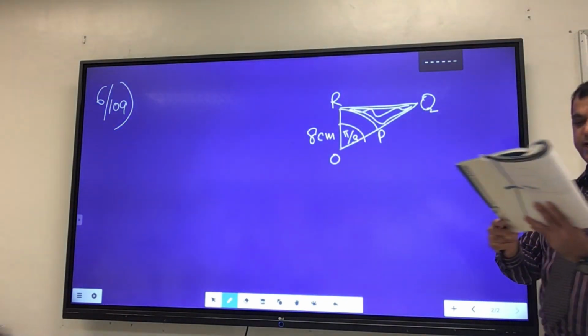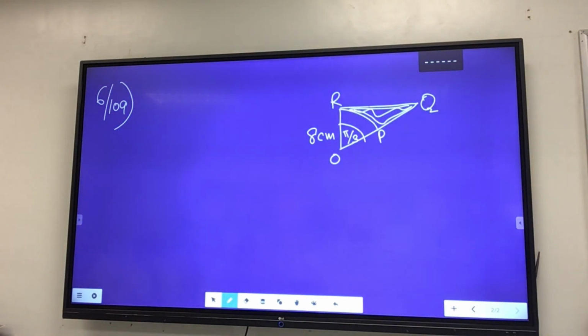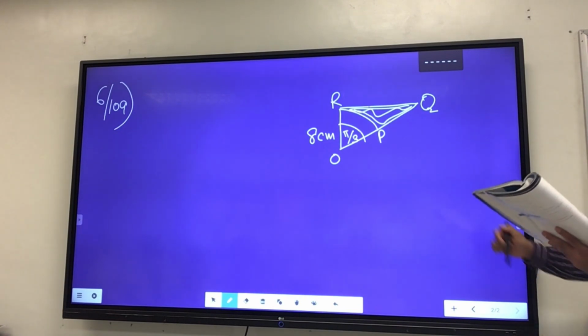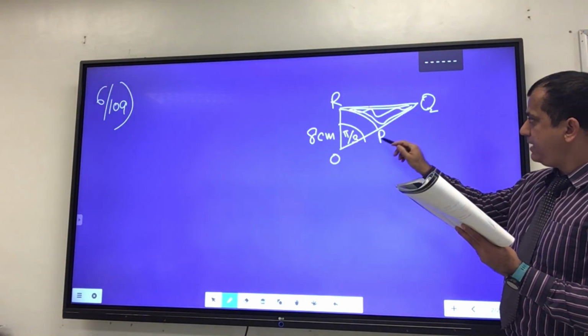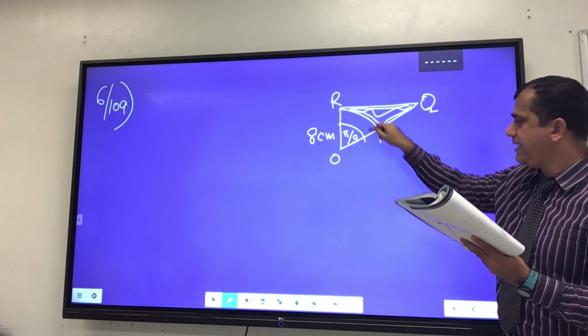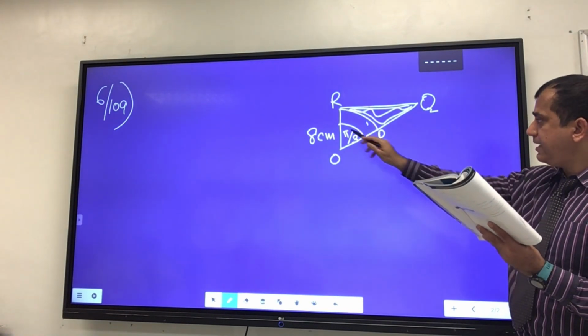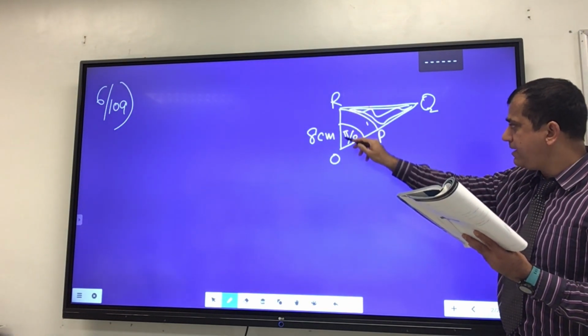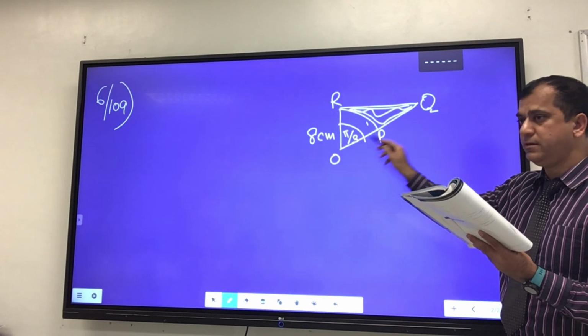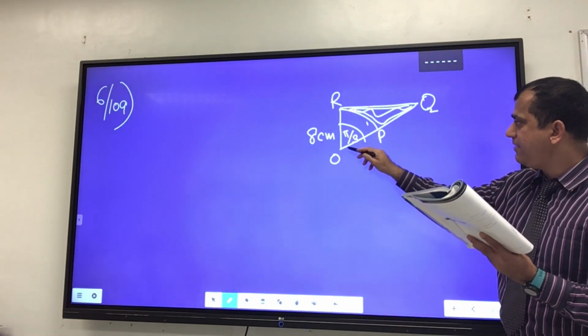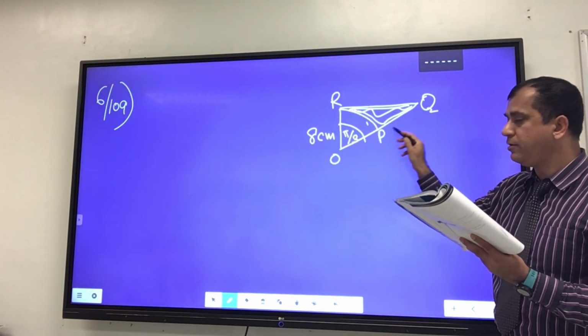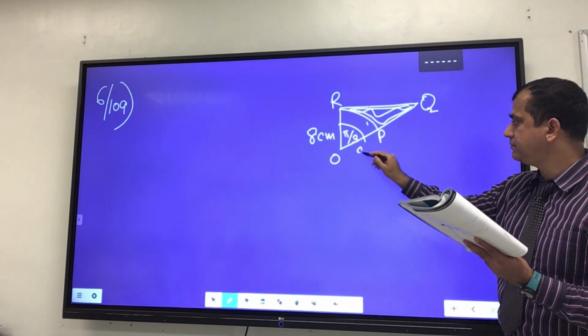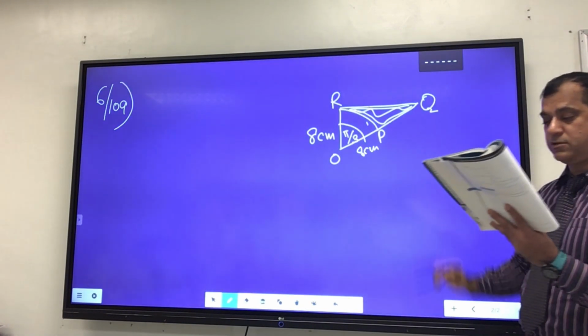So the question is, let me read the question now. This diagram shows a sector POR. So this is the sector, right? With radius 8 centimeter. If OR is 8 centimeter, what should be OP? Anybody? Yeah, great. OP is also 8 centimeter.